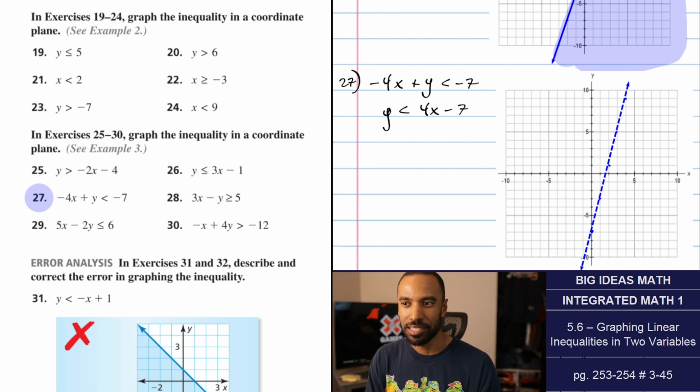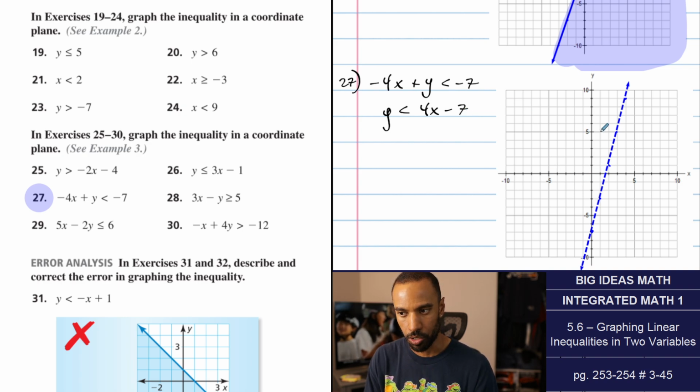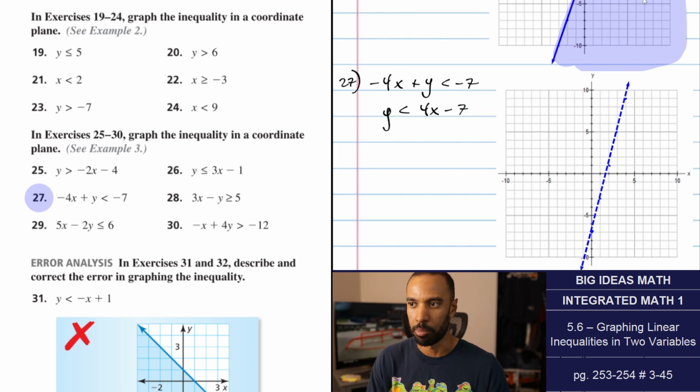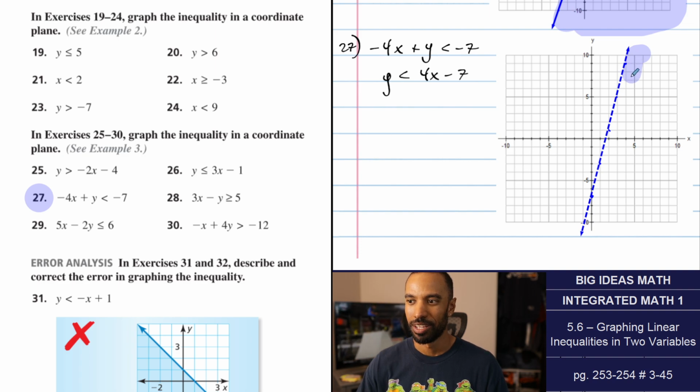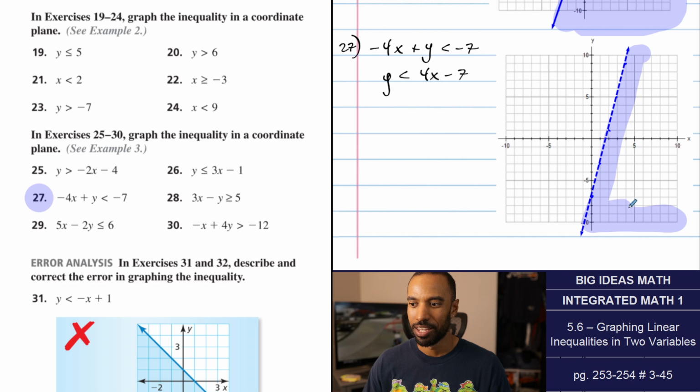If y is less than, we should be shading below, which means 0, 0 shouldn't work. Let's do it mentally this time. Is 0 less than negative 7? No. 0, 0 doesn't work. Neither should anything on that side, so we shade below. The area where a boy would drop to doom, which is whatever, right? We want to drop the boy to doom in this problem because y is less than.